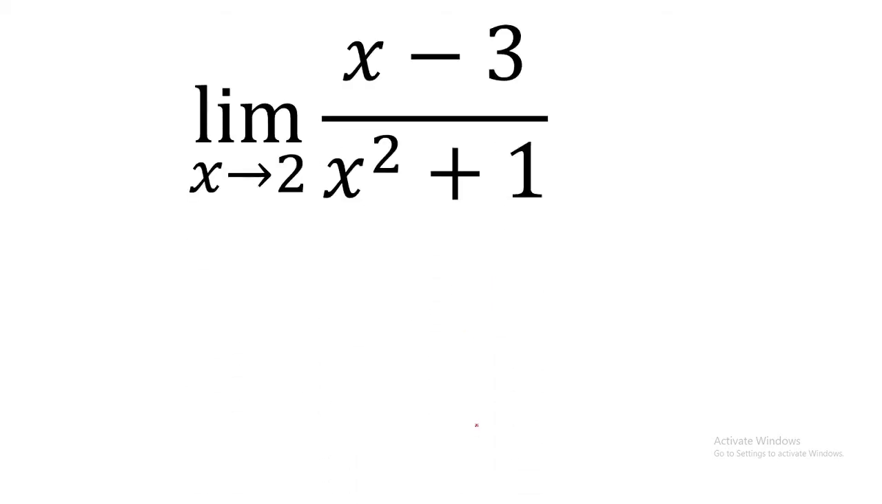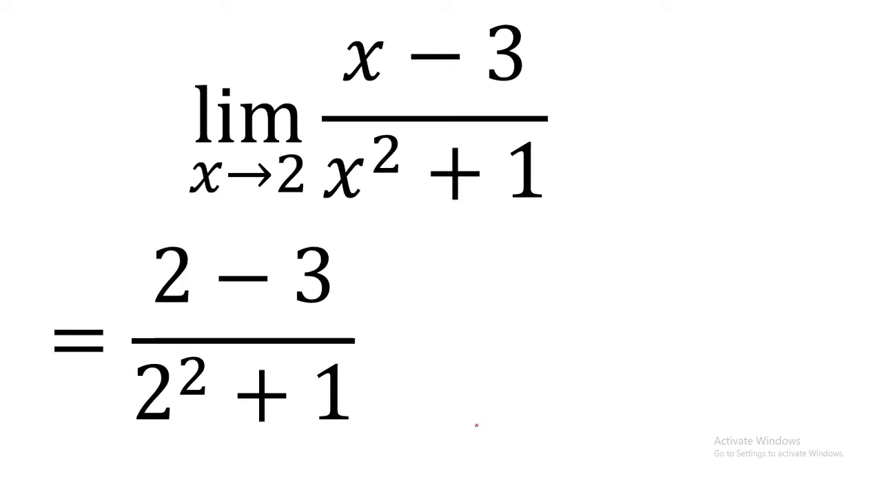Let's see another one. Here we have the limit of x minus 3 all over x squared plus 1 as x tends to 2. Substitute x as 2, you have 2 minus 3 all over 2 squared plus 1. You can see how simple these things are. That will give you minus 1 over 5, which you can also express as minus 0.2. So here also the limit exists because we are getting a number. All we are doing is to substitute.